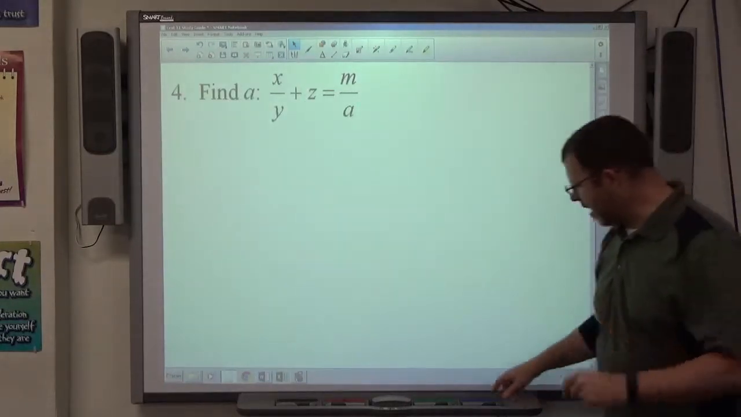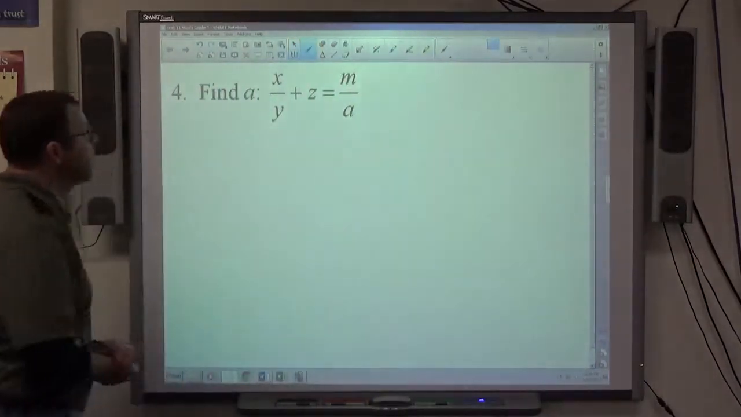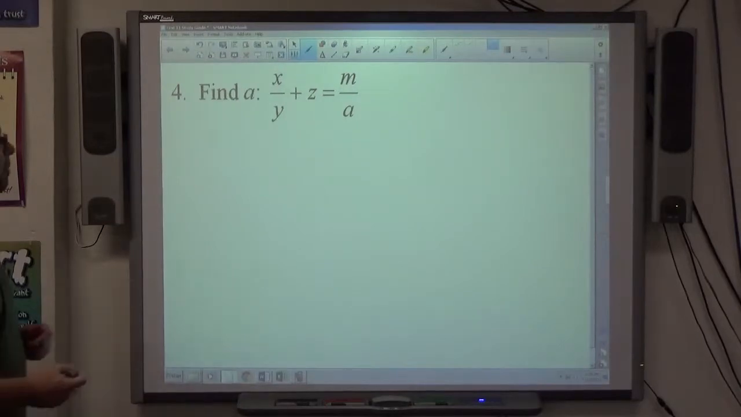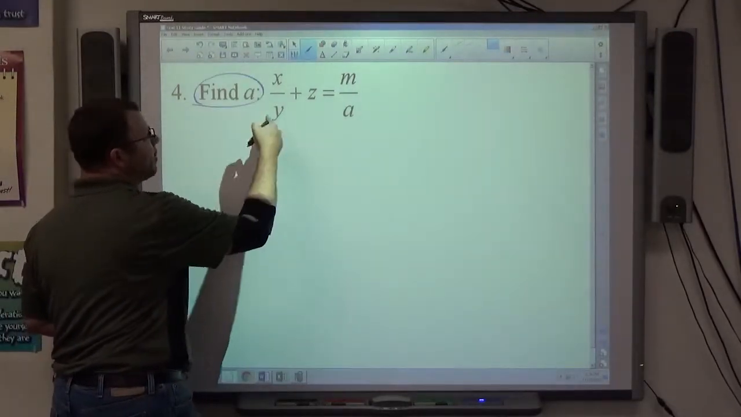Number 4 and 5 both are going to be abstract equations. This one says find A. Before I even care about this, I care about no fractions.